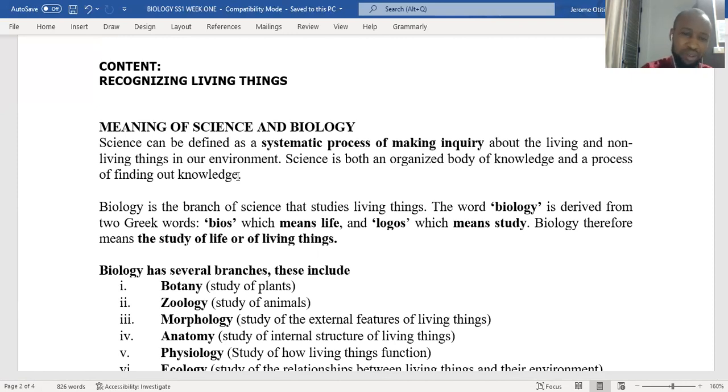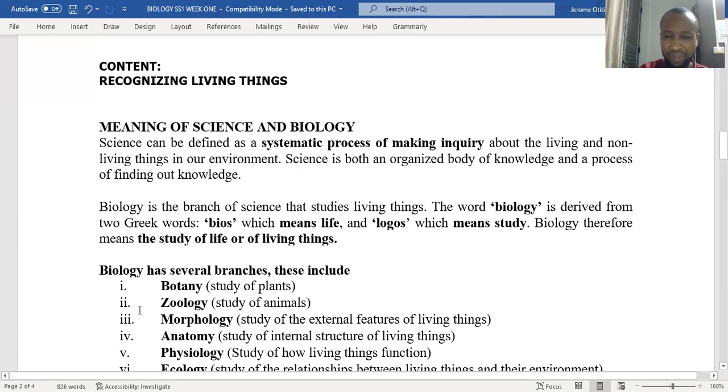Okay. Now we want to talk about biology. Biology is a branch of science. It's a branch of pure science, a branch that studies living things. In other words, living things are made up of plants, animals, and microorganisms, what you cannot see with your naked eye. So biology studies living things.